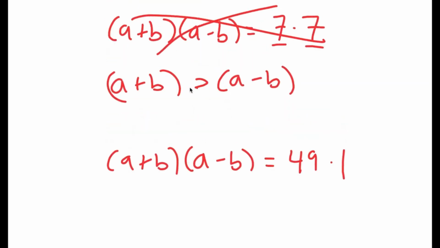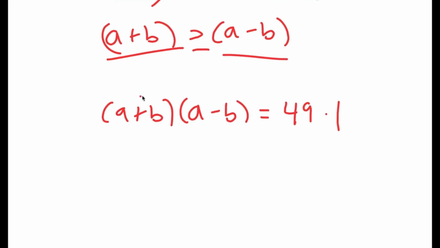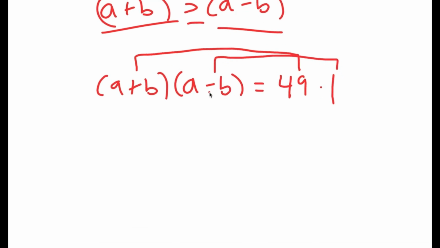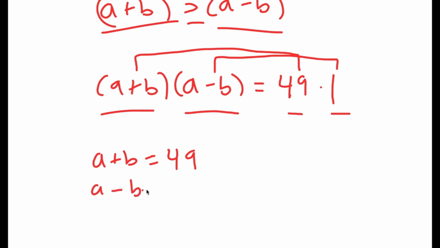Because a plus b is greater than a minus b, we can say that a plus b is equal to 49 and a minus b is equal to 1, because 1 is less than 49 and a minus b is less than a plus b. And notice how this is equal to a number times another number. So we can say that a plus b is equal to 49 and a minus b is equal to 1.